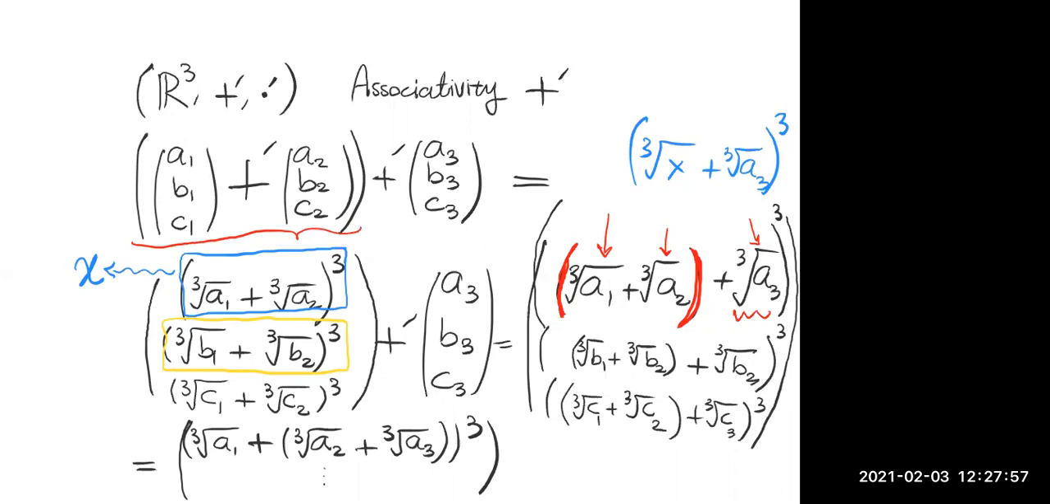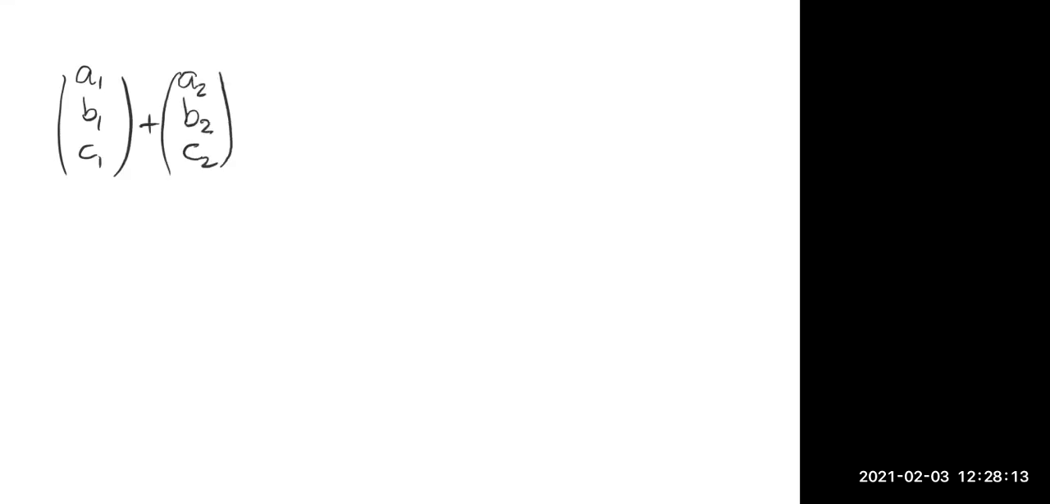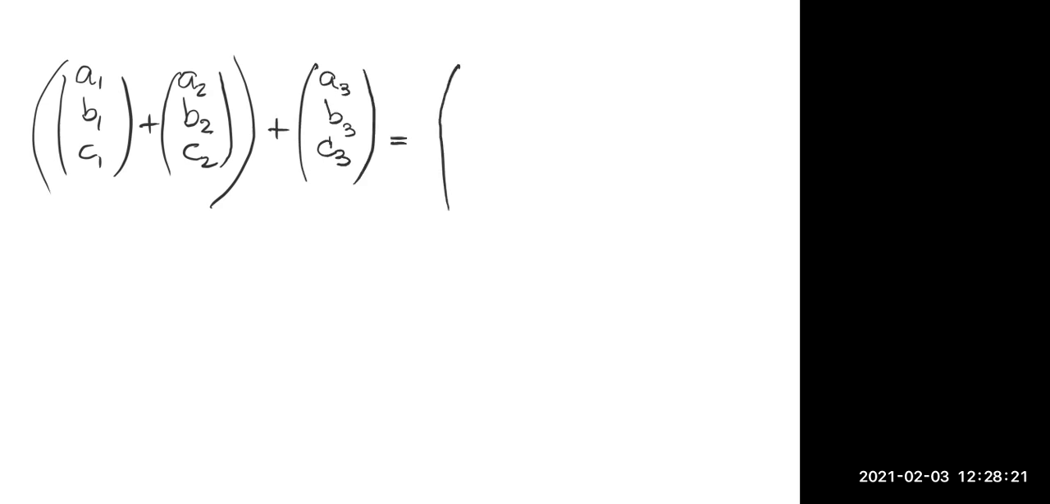So in this way, what I can see is that if I take 3 vectors, A1, B1, C1, and add it to A2, B2, C2, and then add the result to A3, B3, and C3, I would end up with the third root of A1 plus the third root of A2 plus the third root of A3, cubed. Same thing for the other components.